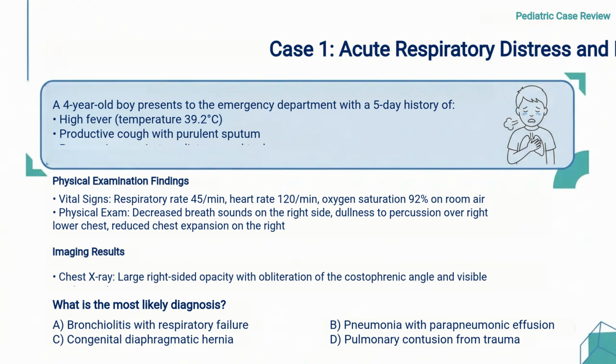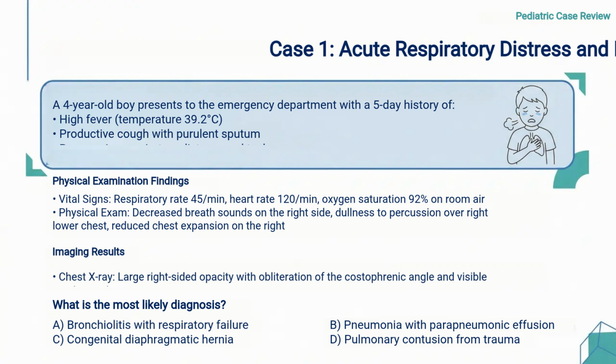On physical examination, respiratory rate 45 breaths per minute, heart rate 120 beats per minute, oxygen saturation 92% on room air, decreased breath sounds on the right side, dullness to percussion over the right lower chest, and reduced chest expansion on the right. Chest X-ray shows a large right-sided opacity with obliteration of the costophrenic angle and a visible meniscus sign. What is the most likely diagnosis?